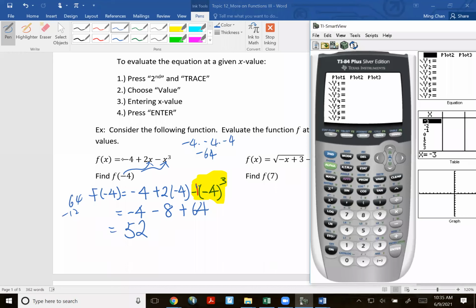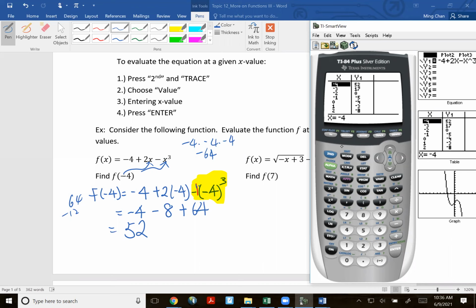All right, in the calculator, you have to punch it in under y equal negative 4 plus 2x minus x to the third. Okay, I'm gonna graph it. All right, you see my y value is 52, right? Okay, my y value is 52. So quickly go to my table, go up to find x equal to negative 4, y is 52, no problem.